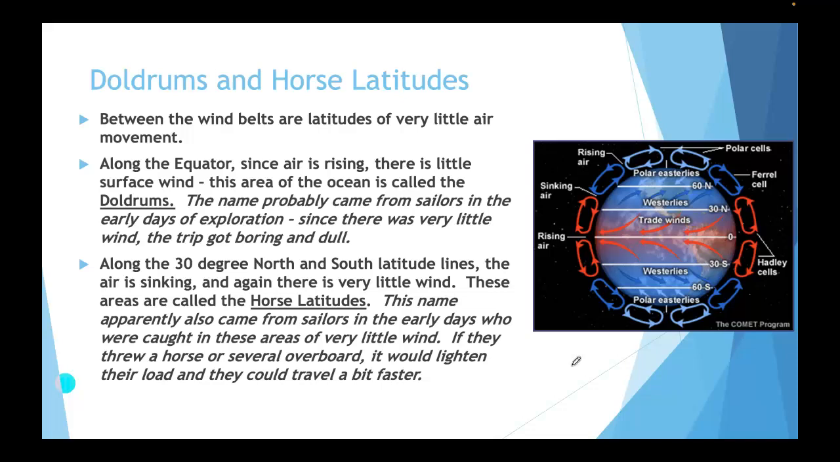So on your sheet, we are answering question number 5. Hot air is rising at the equator. Number 6, the doldrums are at the equator. And number 7, around 30 degrees latitude, is the horse latitudes.